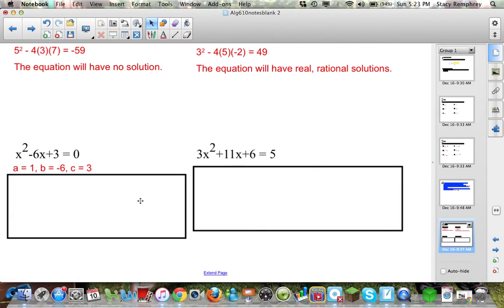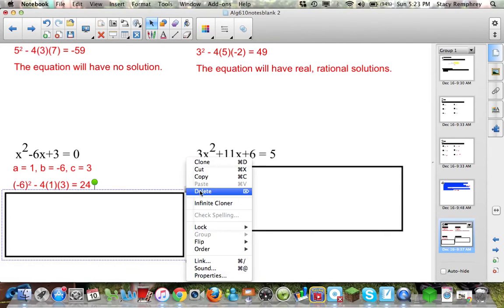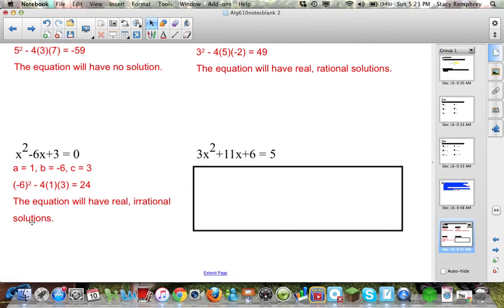Over here, I identified my A, B, and C. Again, making sure it equals 0 first. I plugged that in. I got 24. 24 is not a perfect square, but it is positive. So there are going to be solutions to this problem. They're just not going to be able to be written as a fraction. So I would say the discriminant is 24. The equation will have real irrational solutions.